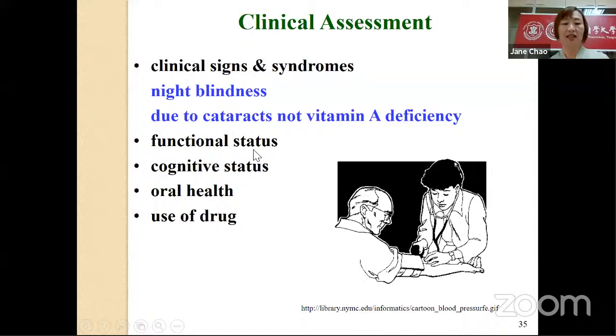Functional status is not the physical function measurement. Usually functional status is like living functions. These are the factors that determine whether you have the ability to prepare food, cook the food, and feed yourself. So we call those factors functional status, rather than physiological functions. Cognitive status is usually measured or determined by psychiatric physicians. Oral health is determined by the dentist. And also, sometimes if you use some drugs, they will also interfere with your nutritional status.